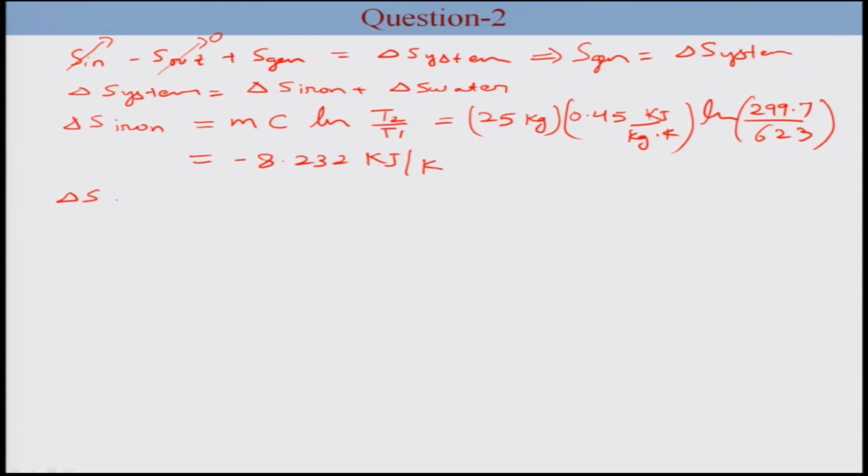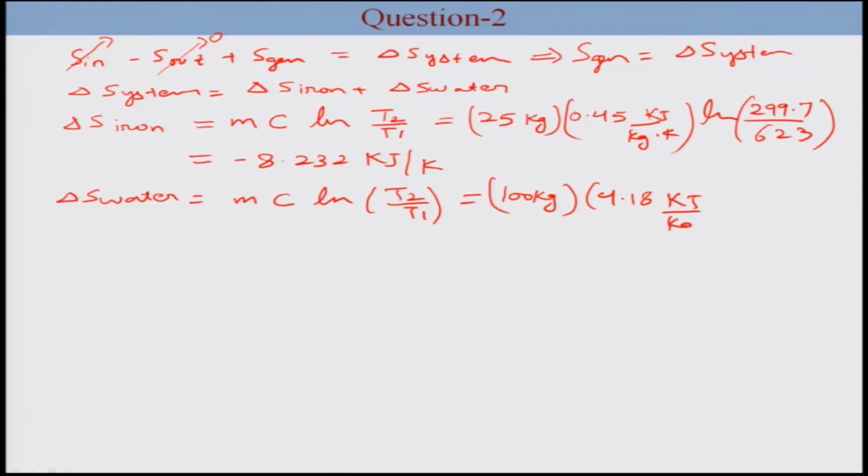Similarly, change in entropy of water is equal to mass of water multiplied by the specific heat into ln T2 by T1 for water. So, this is equal to 100 kilogram multiplied by 4.18 kilojoule per kg Kelvin into ln 299.7 divided by 291. So, this is equal to 12.314 kilojoule per Kelvin.